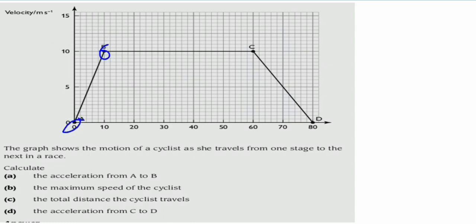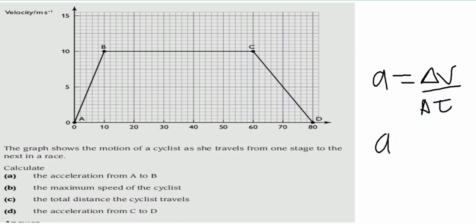So what was the initial velocity at A? It was 0. Then the final velocity at B was 10 meters per second. Acceleration is given by change in velocity divided by change in time. So acceleration equals the change in velocity, 10 meters per second, divided by the time. At which time did she reach the speed of 10 meters per second? It was just 10 seconds.